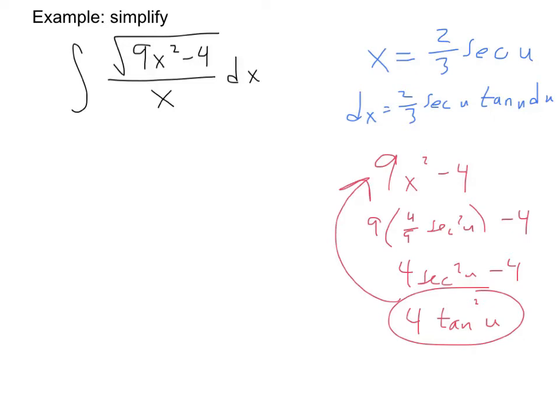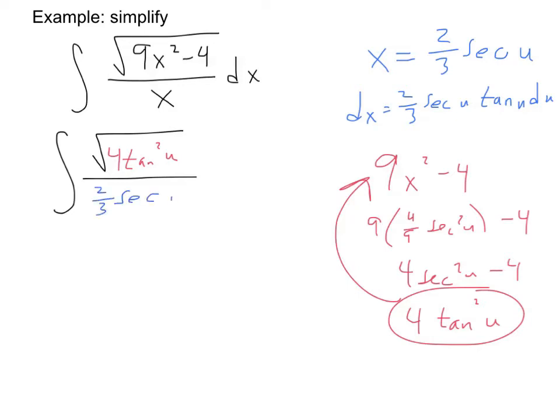So now to replace everything else, right? I have the integral of the square root, and we said this was going to turn into 4 tangent squared u. Then, in the denominator I have x. Well, x, our original substitution we chose to be 2/3 secant u. And then we have times our dx. The dx on the end is this dx that I actually computed, right? It's 2/3 secant u tangent u du.